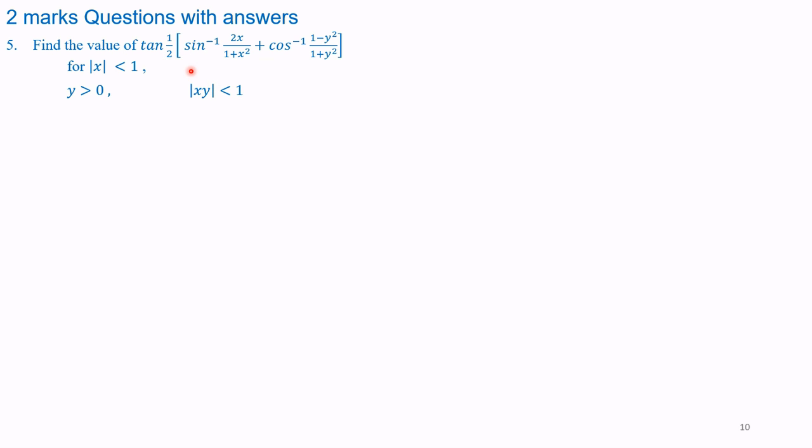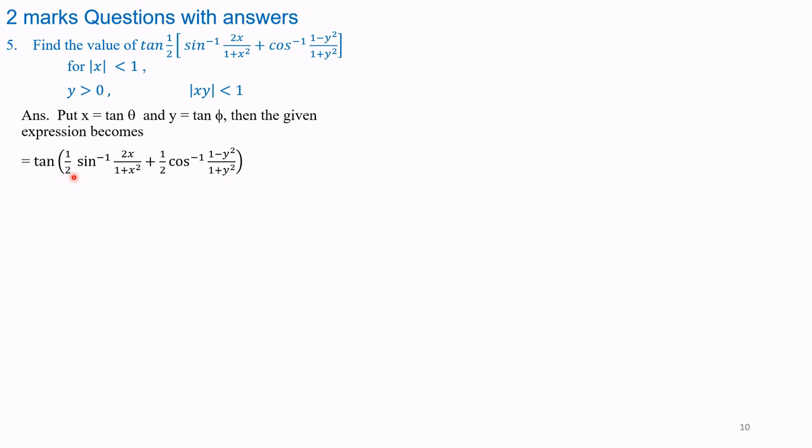And we have to find the value of tan of half of within bracket sine inverse 2x by 1 plus x square plus cos inverse of 1 minus y square divided by 1 plus y square. Put x is equal to tan theta and y is equal to tan phi. Then the given expression becomes tan of half into sine inverse of 2 tan theta divided by 1 plus tan squared theta plus half into cos inverse of 1 minus tan squared phi divided by 1 plus tan squared phi.